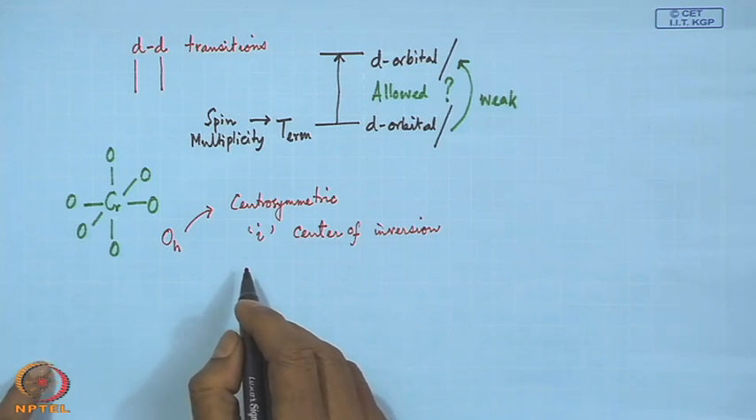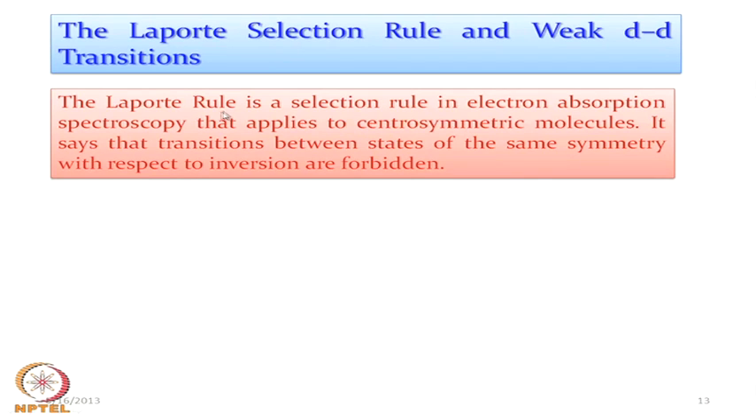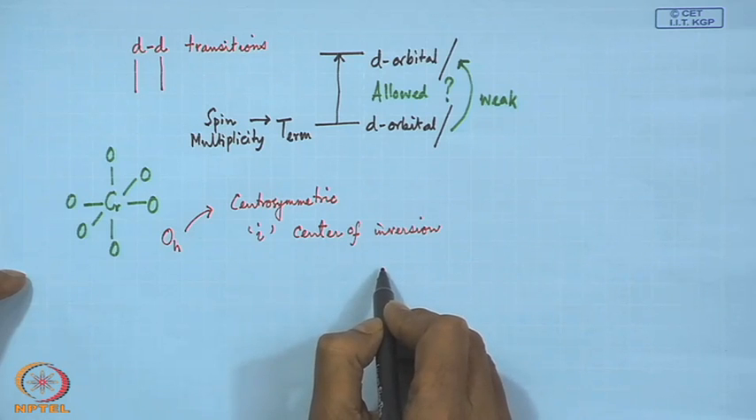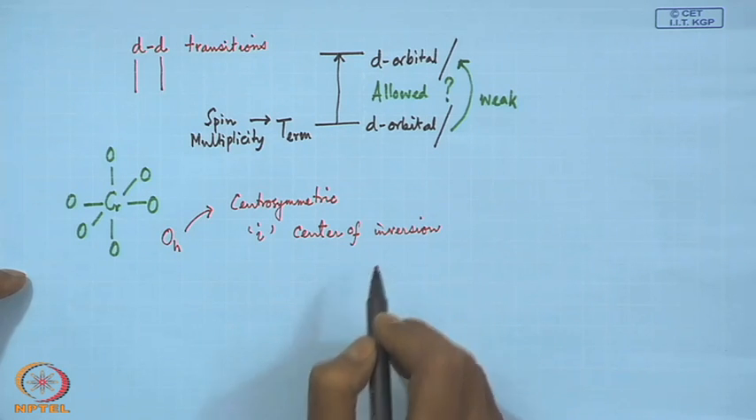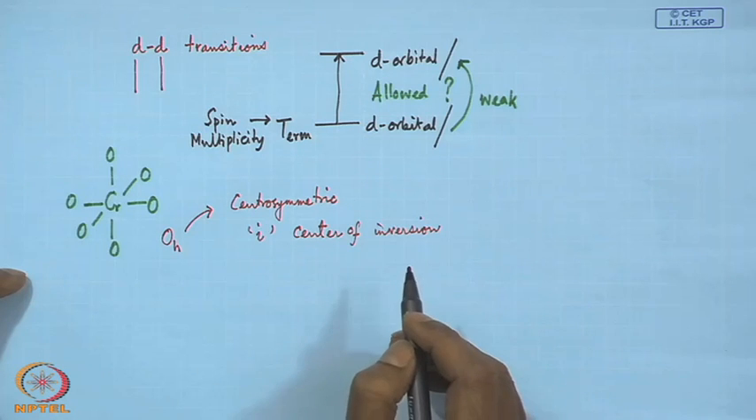So, if we have the corresponding centrosymmetry, that means for a centrosymmetric molecule we can apply this particular selection rule, where it says that transitions between states of the same symmetry with respect to inversion are forbidden. States of the same symmetry, that means if we are moving from one centrosymmetric state to the other centrosymmetric state with respect to the inversion, then the transition is forbidden.